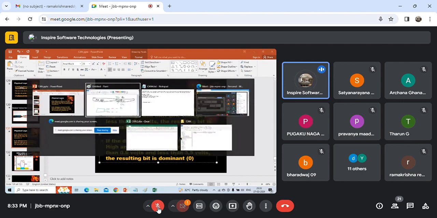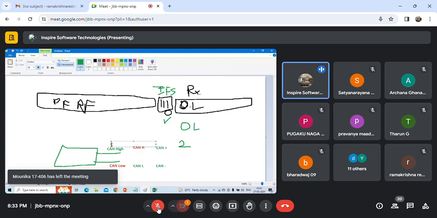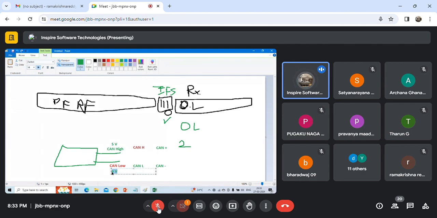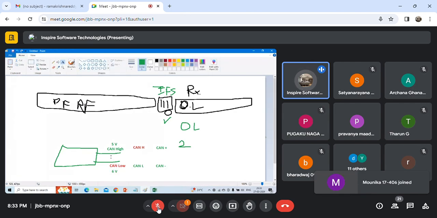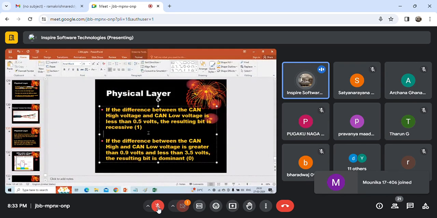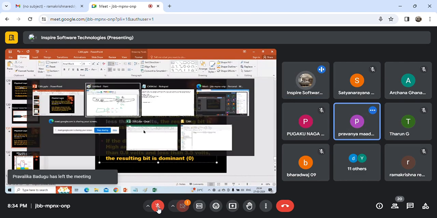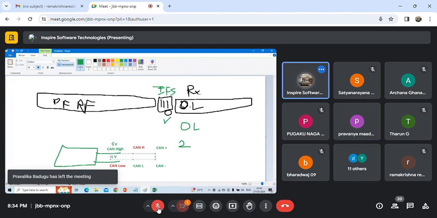So what is the meaning? If the difference between the CAN high and CAN low voltage is less than 0.5 volts. So let's say I put 5 volts here and 6 volts here. What will be the difference between CAN high and CAN low now? 1 volt. So will it be considered as recessive? How much should it be in order to consider it as a recessive bit? Less than 0.5 volts.